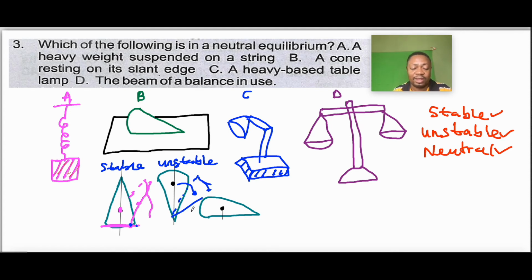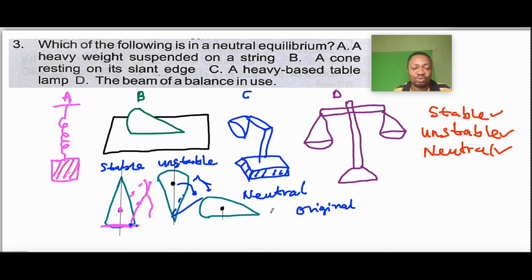Then for the neutral equilibrium, a body is said to be in neutral equilibrium if, on being slightly displaced, it does not come back to its original position. Of course, the unstable equilibrium too won't come back to its original position, but the neutral one occupies a new position similar to its original position. It will occupy another new position that is similar to the original equilibrium. So that is what makes it the neutral equilibrium.